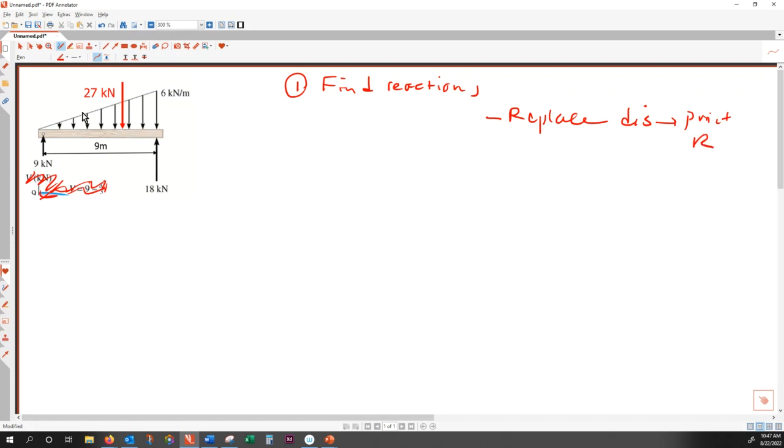How do I do that? I need to find the area of the triangle. So the area of the triangle is equal to minus 6 times 9 divided by 2, correct? That's the area of the triangle, which is minus 27, right? Minus 27 means the resultant force is acting downward. And now that I replace the distributed force with one resultant load, I can solve this free body diagram to find out the reactions.